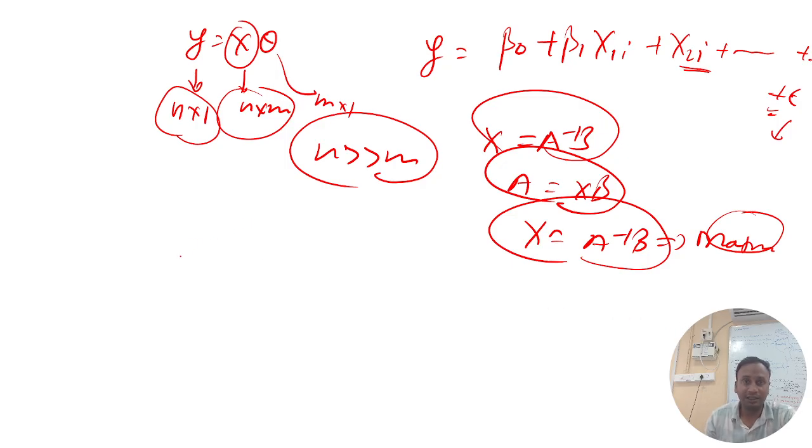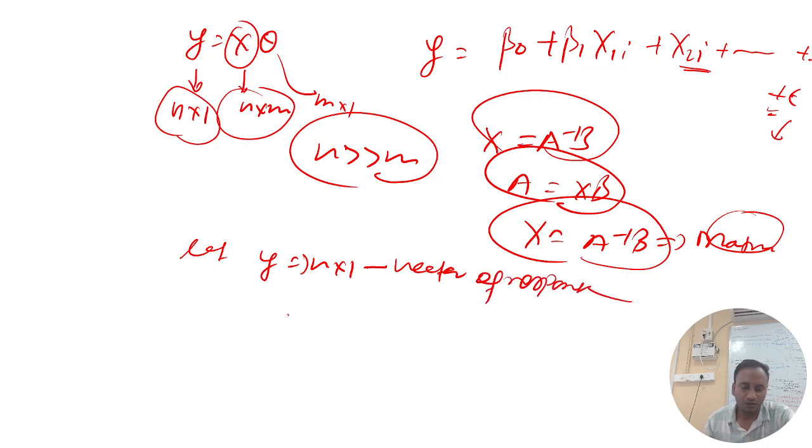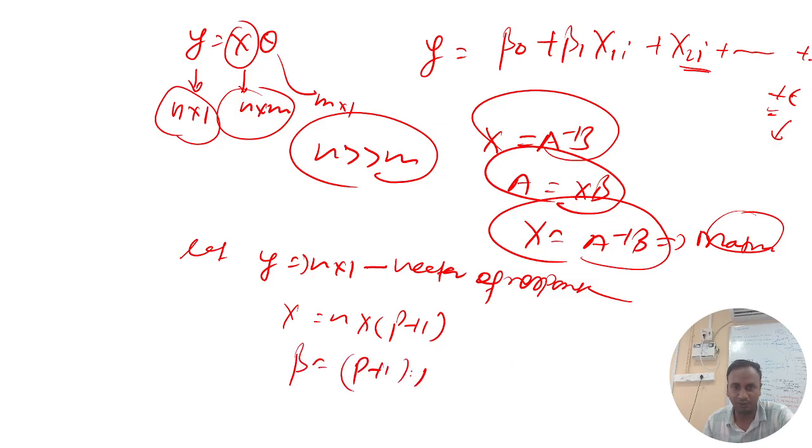In that case, let's say y is going to be n by 1. It's something we'll call the vector of response. The x will become n by p plus 1, where the plus 1 is for the intercept, and beta will be p plus 1 by 1. That's what I'm trying to say. And that's how we'll calculate the least square error.